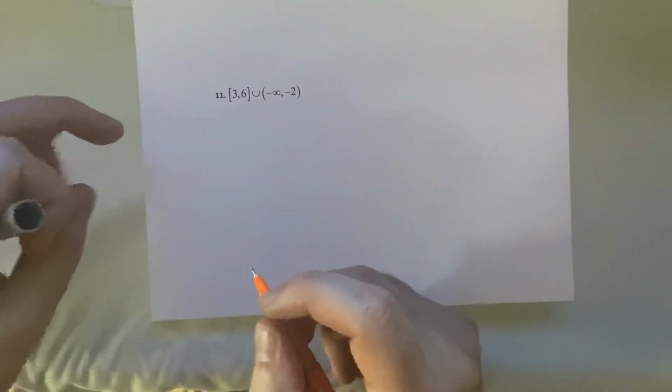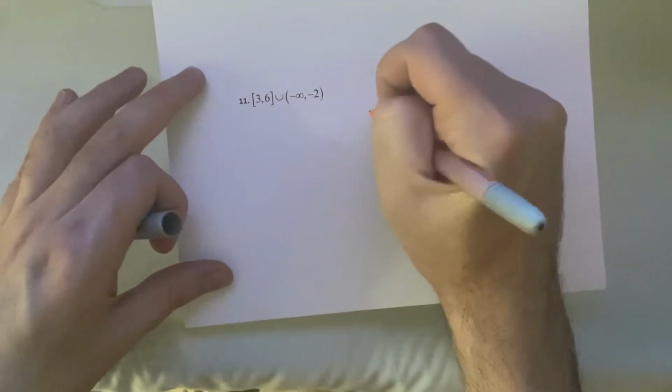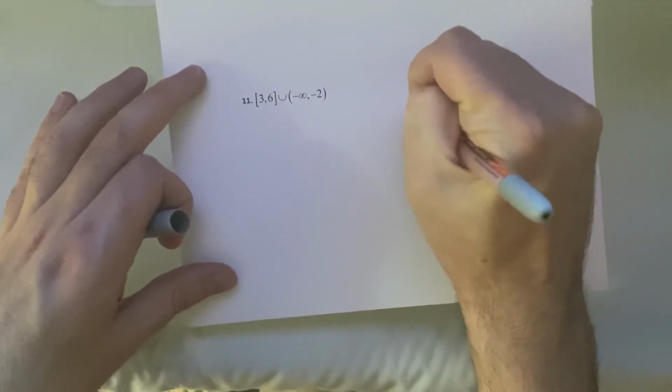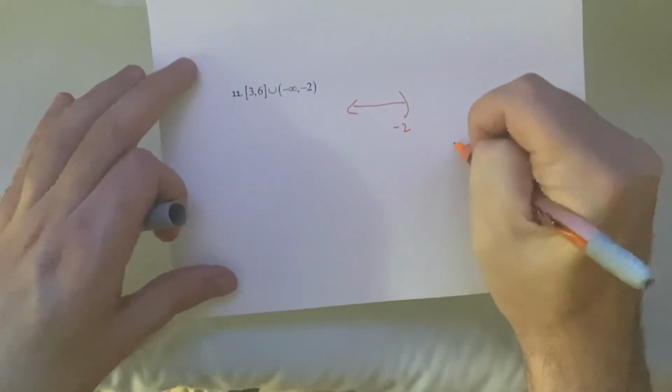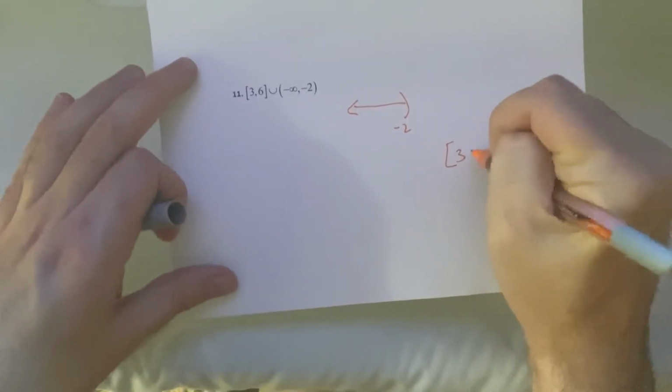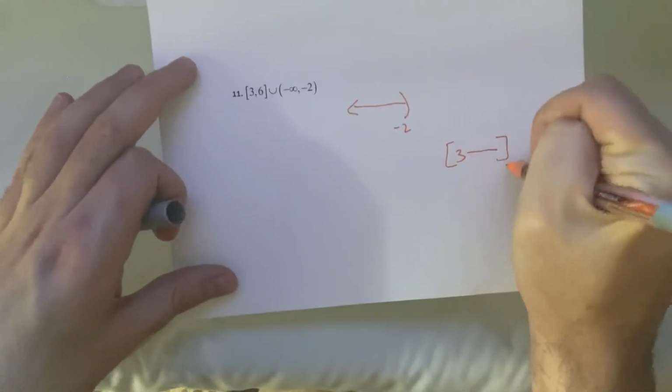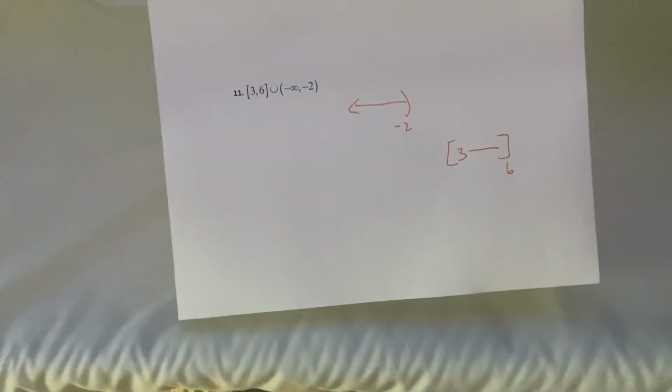What about 3 to 6, union negative infinity to negative 2? If we look at the perspective here, we've got negative 2 all the way over. 3 starts over here. So I'm bringing these two sets together.